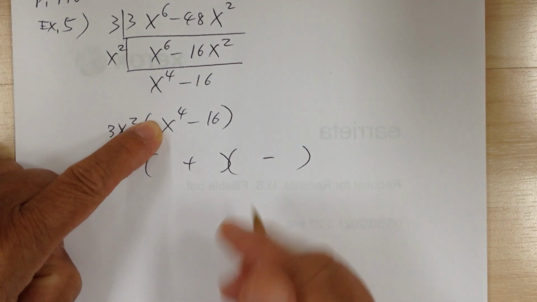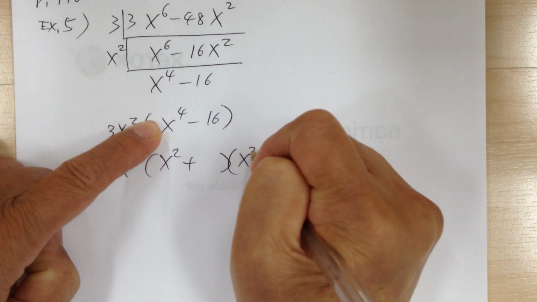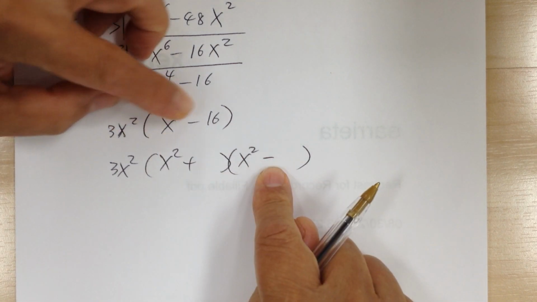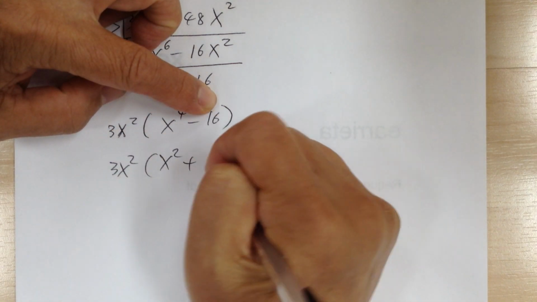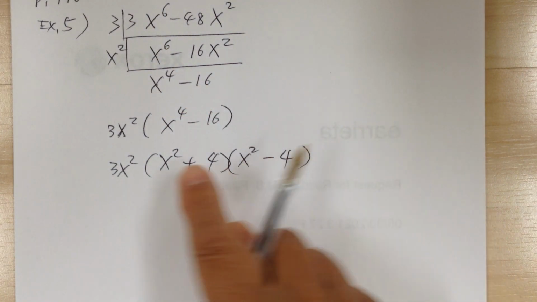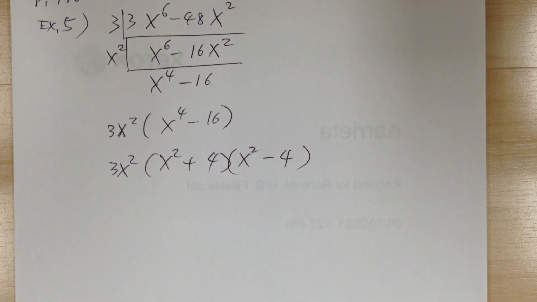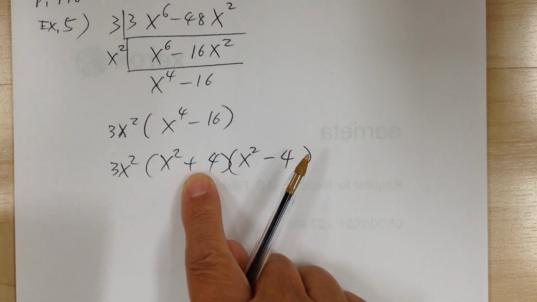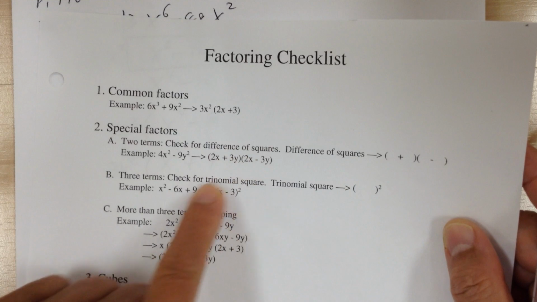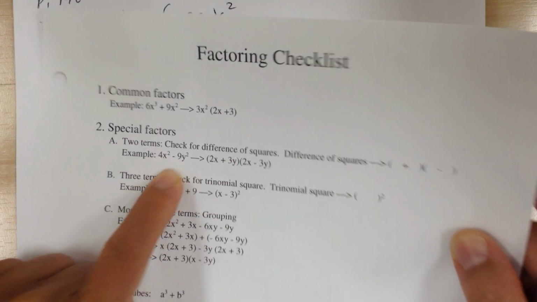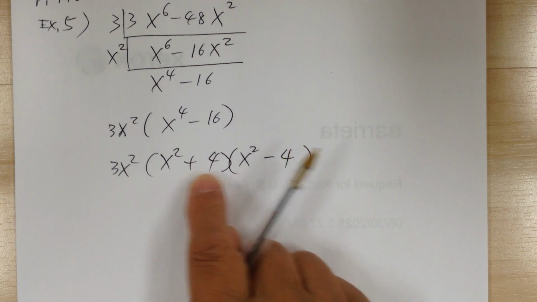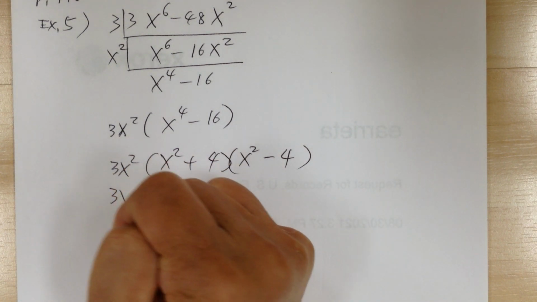Okay, so to get x to the 4, you need to get x squared times x squared, right? X squared times x squared give you x to the 4. Plus times minus give you minus, and 4 times 4 give you 16. Okay, but whenever you have a square, you have to keep checking. So this is done already. But this one, notice this is difference of squares again. You have the square minus square. Okay, now this one is done. You cannot do any more with this. Okay, leave this alone.